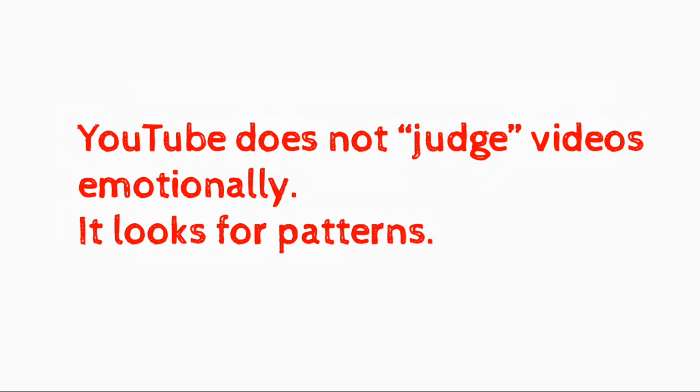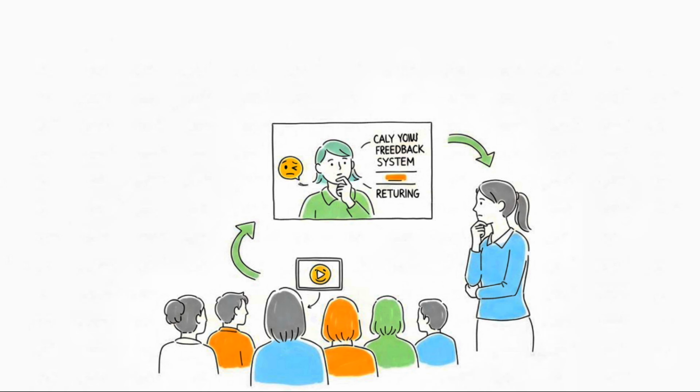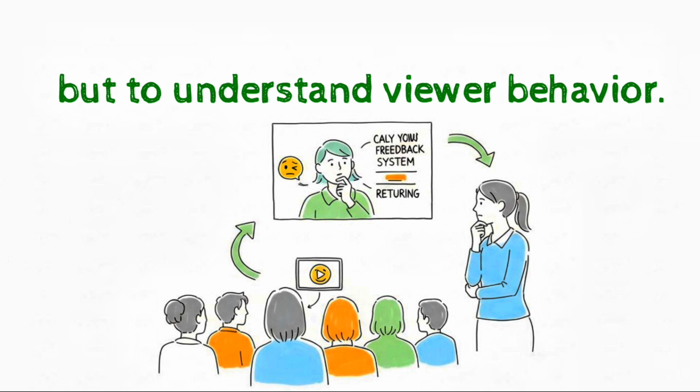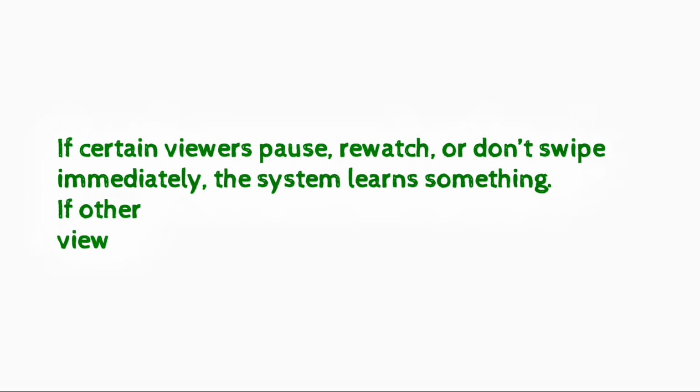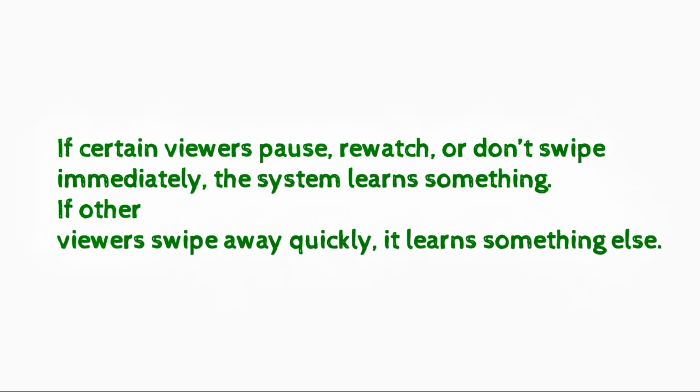Second is understanding. YouTube does not judge videos emotionally. It looks for patterns. It watches how small groups of users interact with a short, not to reward the creator, but to understand viewer behavior. If certain viewers pause, rewatch, or don't swipe immediately, the system learns something. If other viewers swipe away quickly, it learns something else. No decision is final. Everything is feedback.